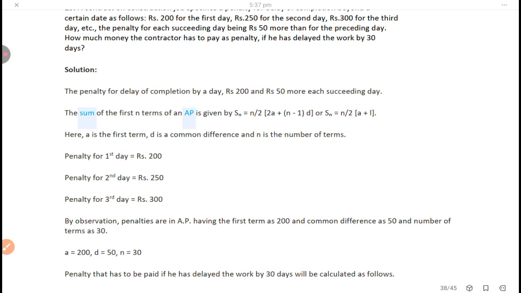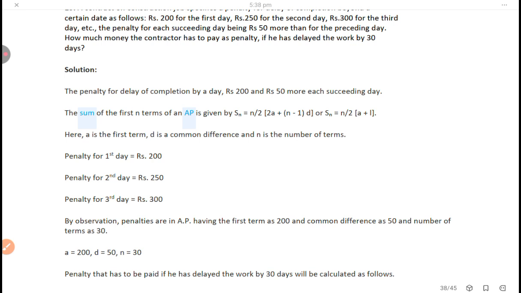Penalty for completion by day, 250 more each successive day. So the sum of the first n terms of an AP is given by Sn equal to n by 2 into 2a plus n minus 1 times d. Here A is the first term, d is the common difference, and n is the number of terms.